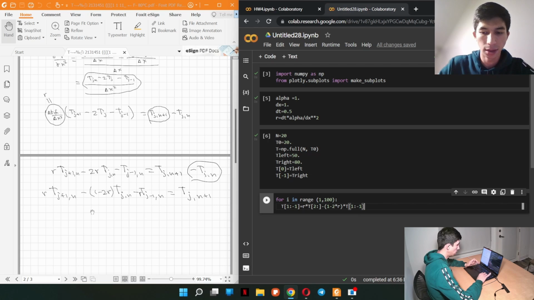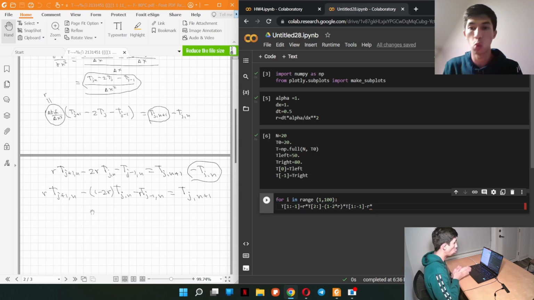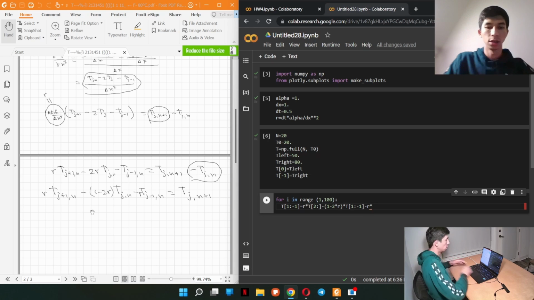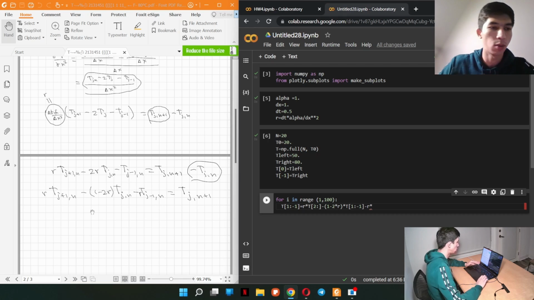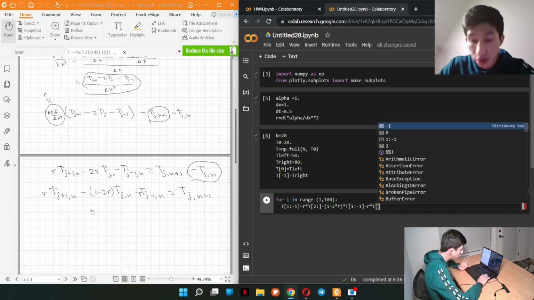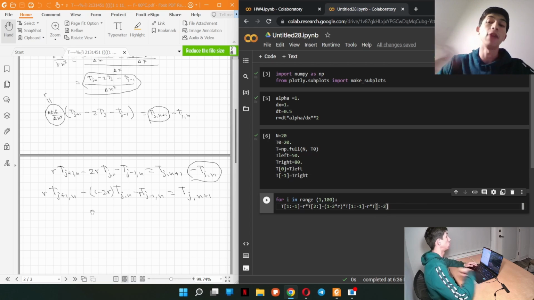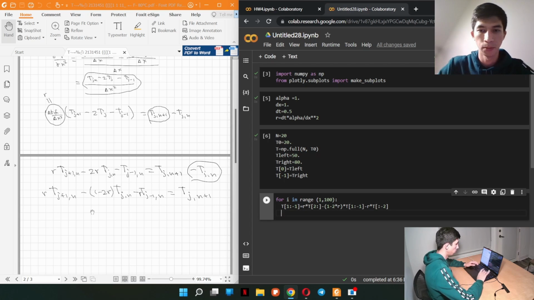Okay, and minus R times Tj at j minus 1. So we're going one step to the left. So how that is going to be is, we're going to consider the temperatures starting from 0 to -2. Okay, so in each iteration, it's going to update our values.